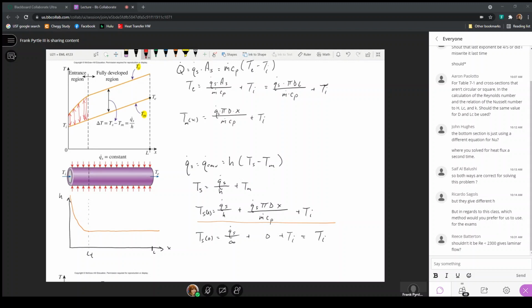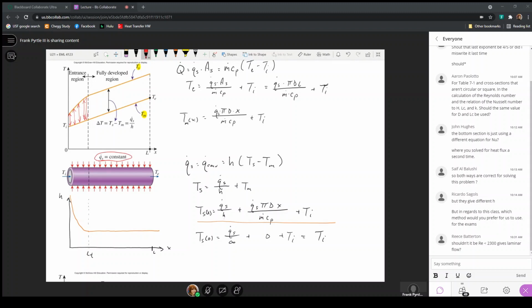The heat flux is also a constant. So this first term becomes a constant once we get to the fully developed condition, but the surface temperature is still going to increase, and this is going to increase linearly, in that I'll have a slope times x plus two terms that are now the intercept, which is just Ti plus the heat flux divided by H, because the heat flux is a constant. H now becomes a constant.